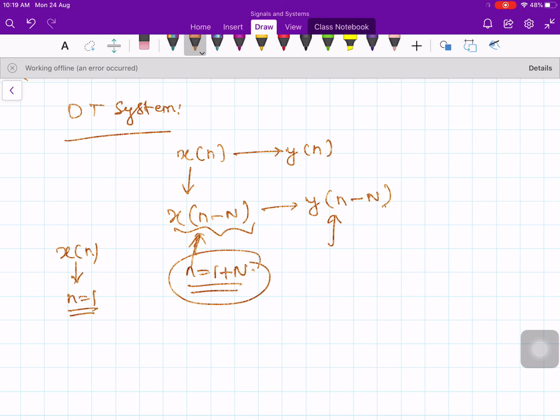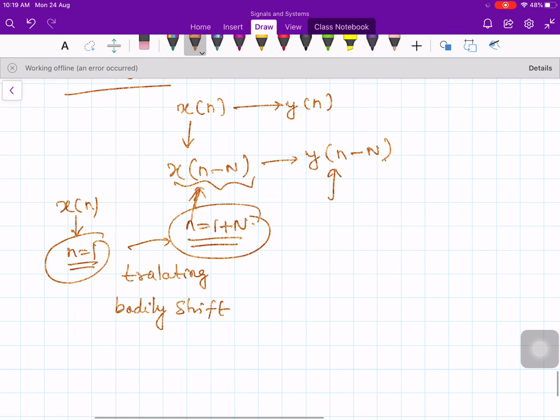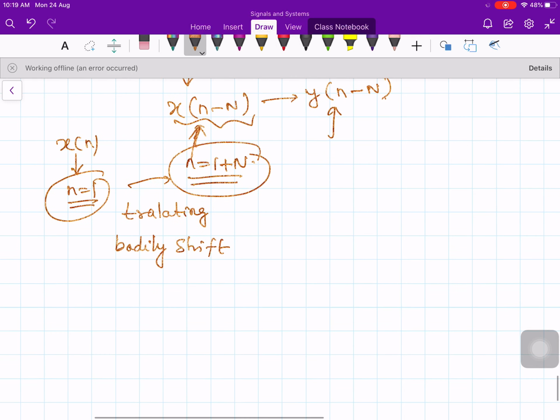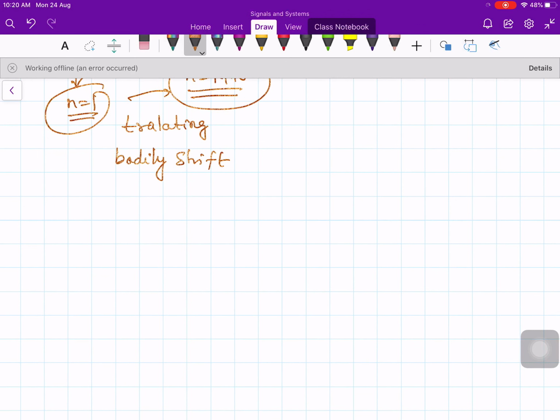That means you are translating, a bodily shift. So the proper way to call it is a bodily shift. That means the response will be shifted by the same amount, but the shape of the response will not be changing at all. So that is a very important point that we should remember. So let me illustrate this by means of some figures.